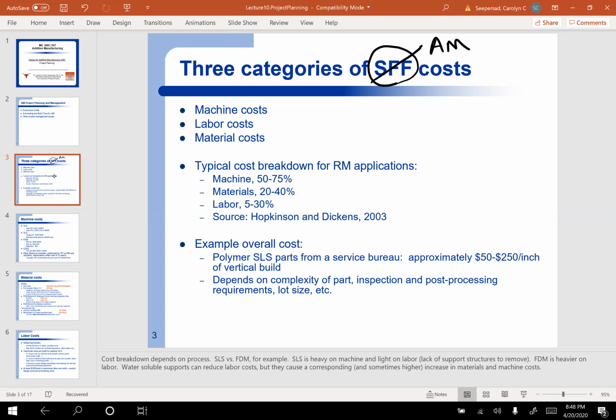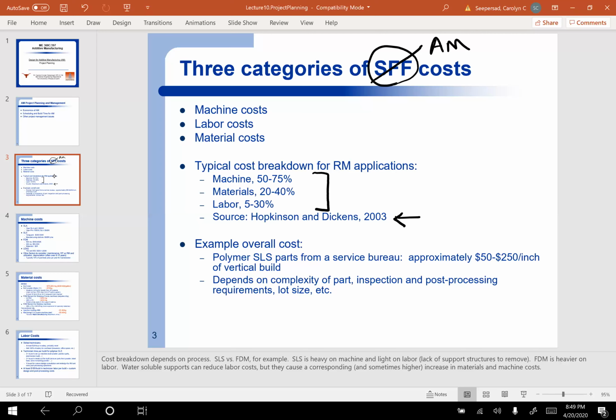According to Hopkinson and Dickens a few years ago, the typical cost breakdown for applications is that machine costs are going to be about half of it, material costs are almost half, and then labor is the remainder. It really depends on the application, how expensive the machine is and how expensive the materials are. But in general, the machine and the materials are the bulk of it, and the labor is a smaller part of it, especially if we're talking about plastic parts.